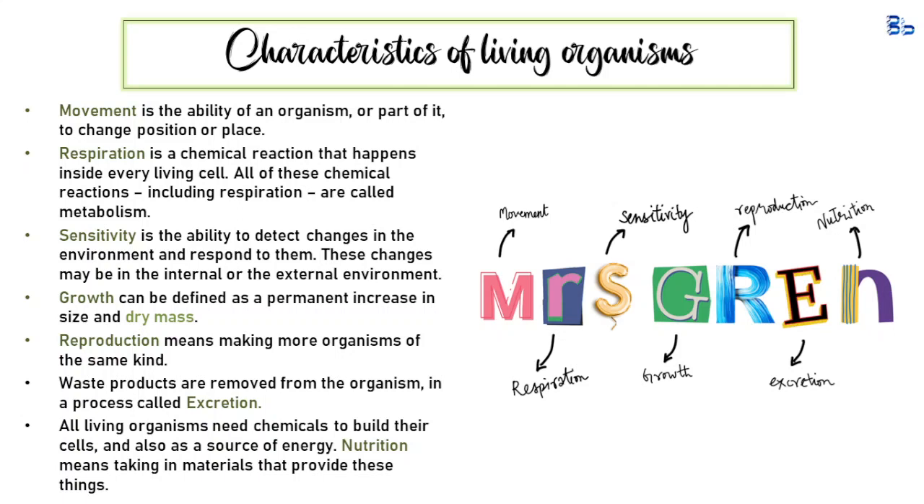Reproduction simply involves making more organisms of the same kind, of the same species. Excretion involves the removal of waste products of metabolism. And lastly, nutrition involves the food that is taken in by an organism for an energy source. So these are the 7 basic characteristics that all living organisms show.